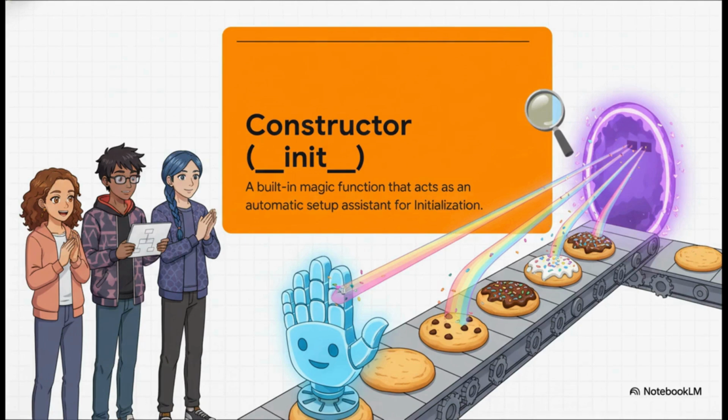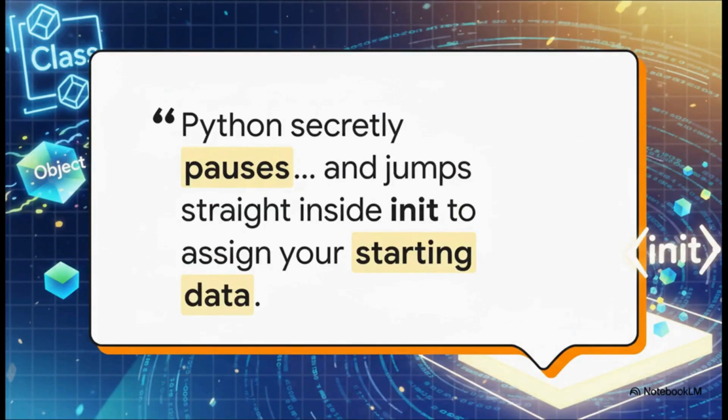And here is the golden rule. You almost never call this function manually in your code. Instead, something pretty amazing happens. The exact millisecond you tell Python to create a new object from a class, Python secretly pauses behind the scenes. It sweeps a completely blank space in your computer's RAM, preparing a fresh memory block. Then, without you ever typing a command for it, Python jumps straight inside that init function to assign your starting data directly to that specific block of memory. It's basically a completely automated birth sequence.